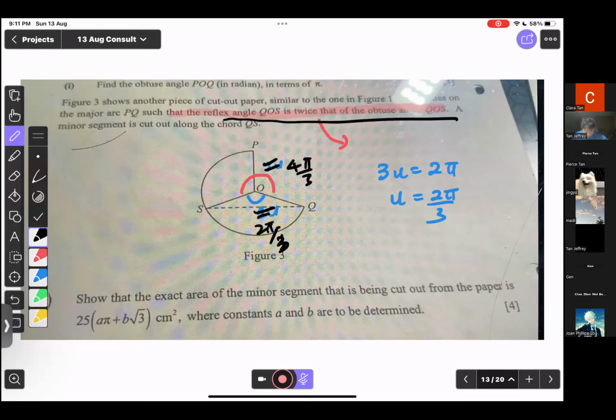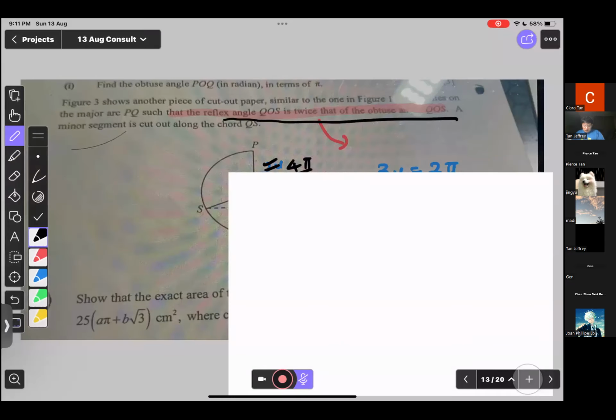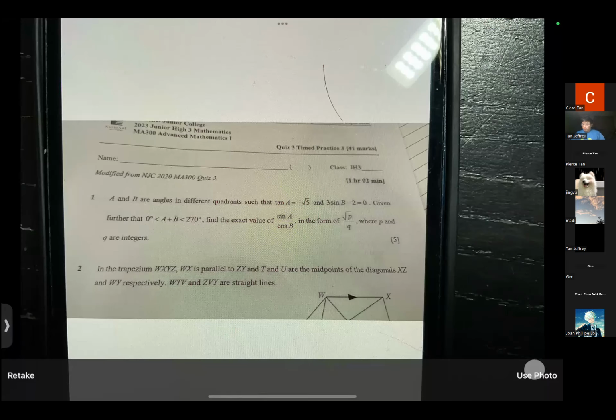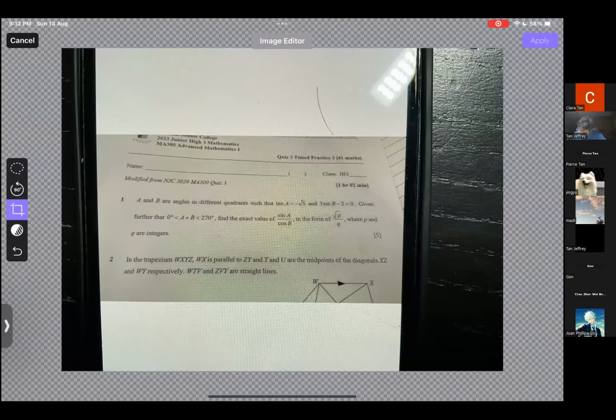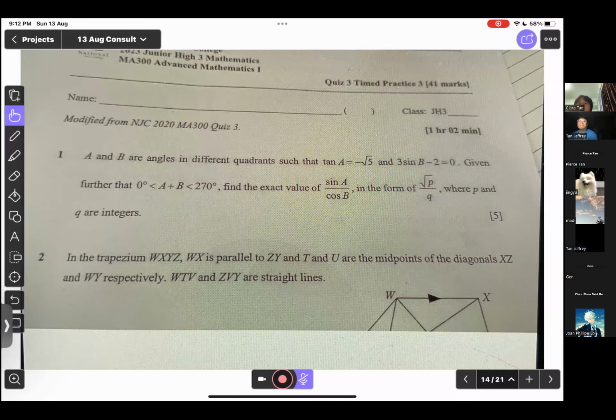I still got one more question, Clara. Clara, this is your question 1. Which part is bothering you? Oh, yours looks very hard. Wow. This is from Time Prep. Oh, very nice, they write down there. Time Prep 3 questions.